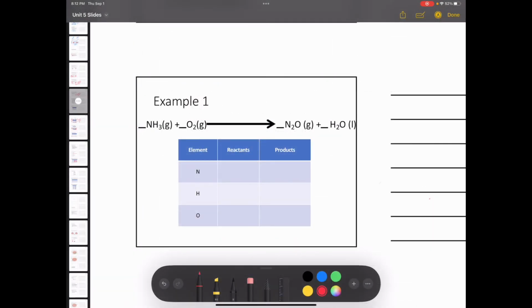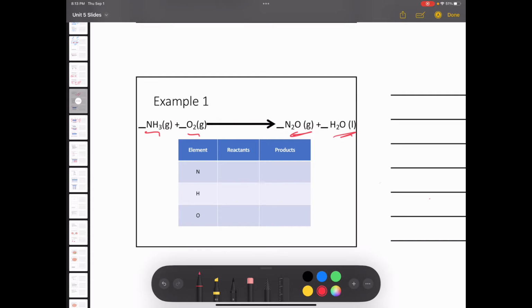Okay, let's now try to do our first practice to balance a chemical equation. What we're looking at here is ammonia reacting with oxygen to form nitrogen oxide gas and also water. First, we need to count the atoms of each element in this equation to find out if the number of atoms on the left side equals the number of atoms on the right side.